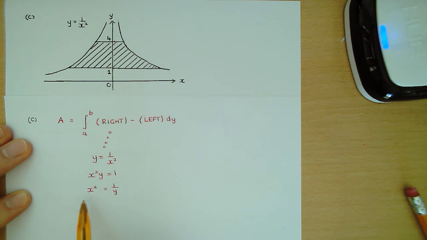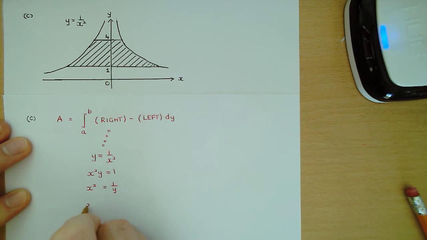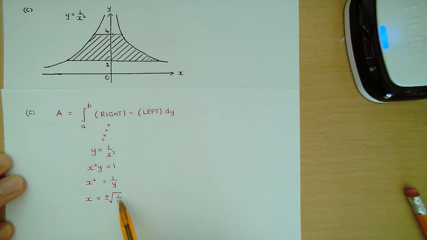Now I'm going to take plus or minus the square root of the other side. So x equals plus or minus the square root of 1 over y. Now we can tidy that up a wee bit more. We can break up the square root, so we can take the square root of the top line and the square root of the bottom line. So that would be plus or minus the square root of 1, which is just 1, all over the square root of y.